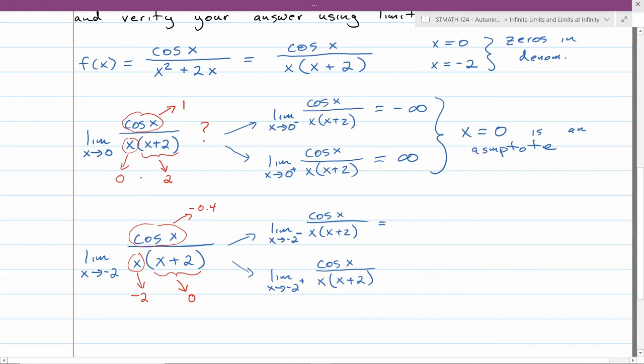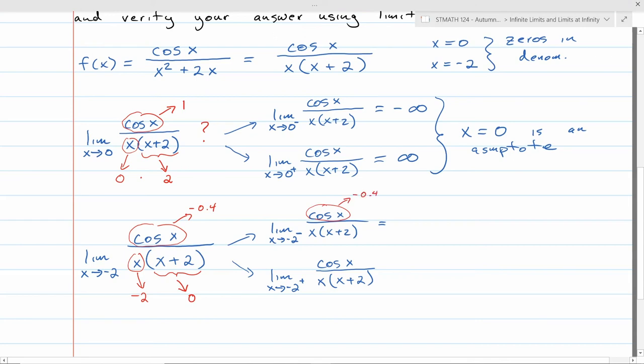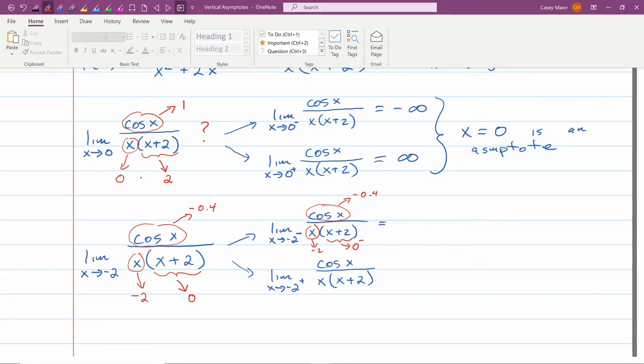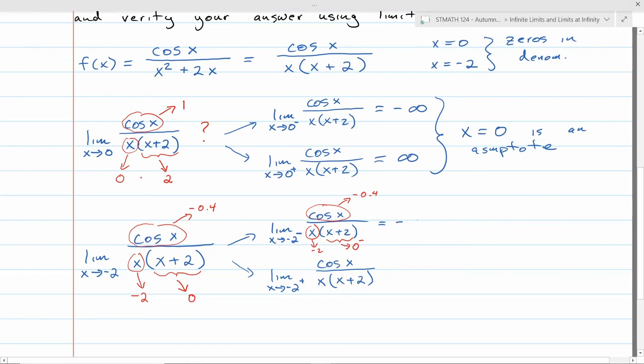Okay, so if I'm trying to do the left-hand limit, I know that the top is going to negative 0.4. This x is going to negative 2. And then this is going to 0, but it's going to be negative. So look in the denominator there. I've got negative 2 times a negative number that's getting close to 0. So it's going to be negative times negative in the denominator, so that's positive. And then the numerator is negative, so you should get negative infinity. I guess that's what I had originally, but I think it was by look.